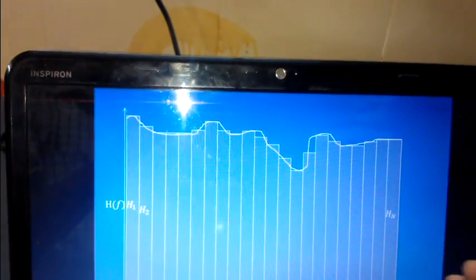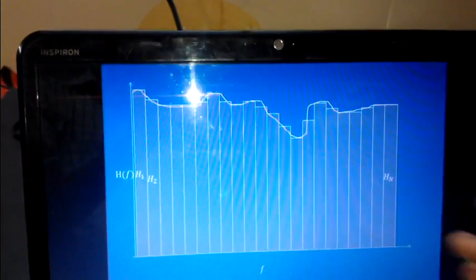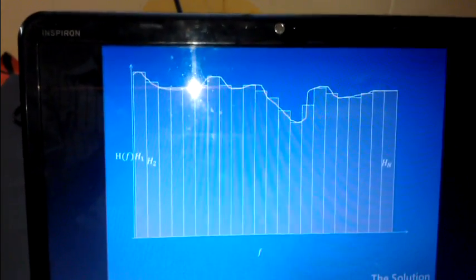What OFDM does is divide the whole path into some bands. Corresponding to each band, there will be a carrier. Thus it uses multiple carriers to transmit the signal.